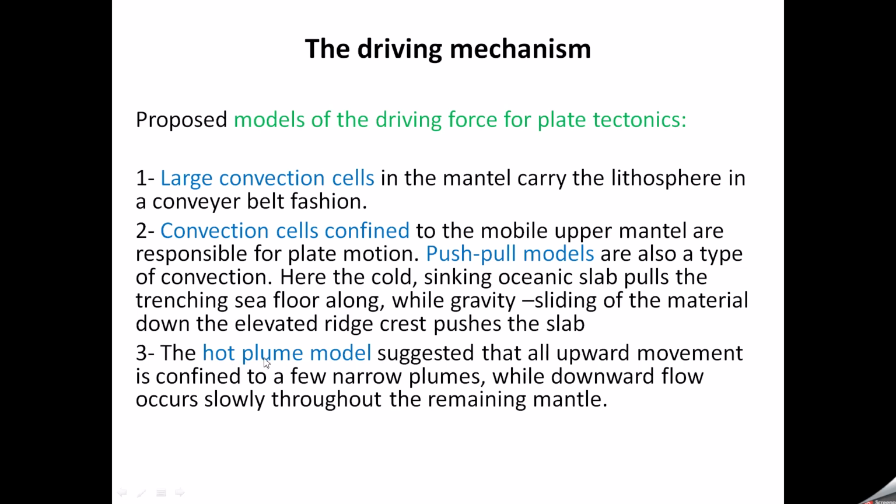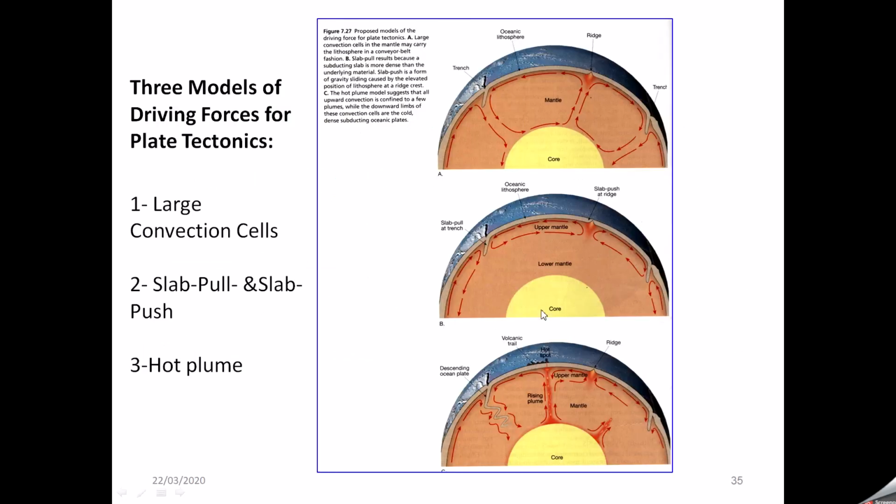The hot plume model suggests that all upward movement is confined to a few narrow plumes, while downward flow occurs slowly throughout the remaining mantle. So the downward movement, they mean the subduction zones. And these are the three models again: the large convection cells, slab pull and slab push, and the hot plume.